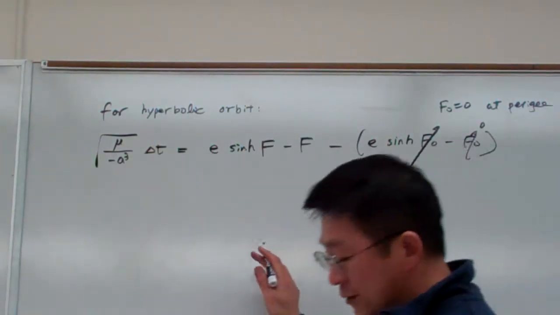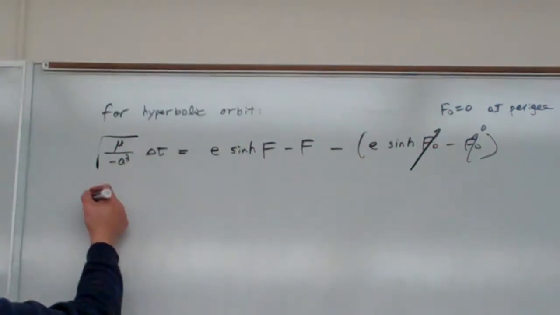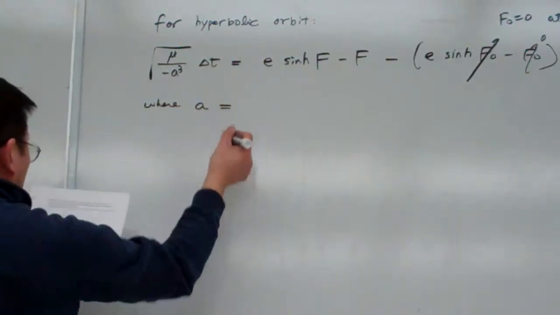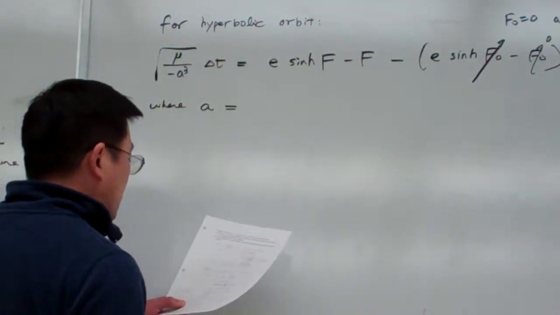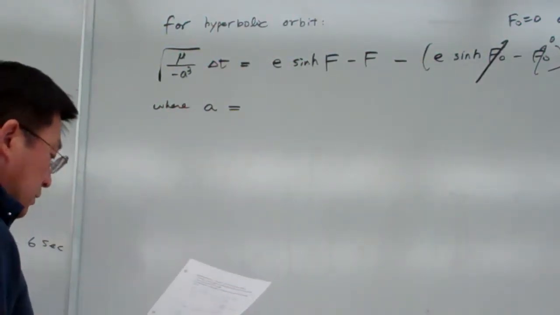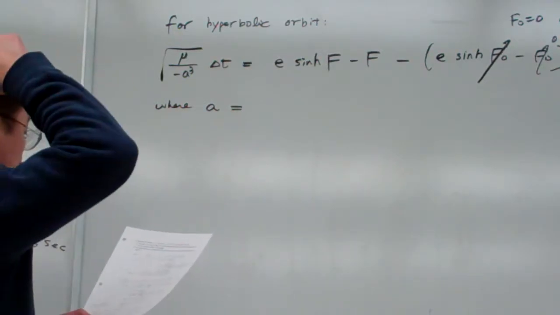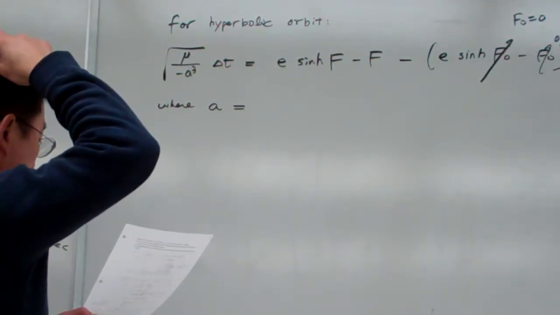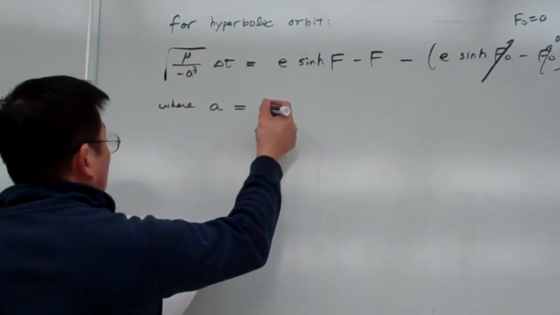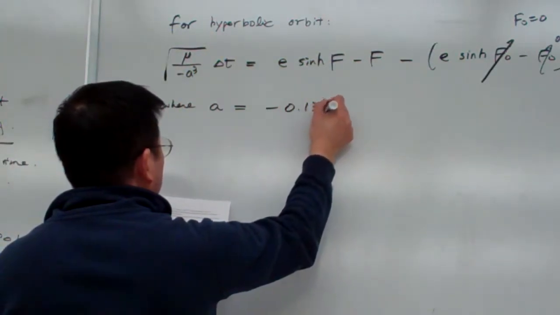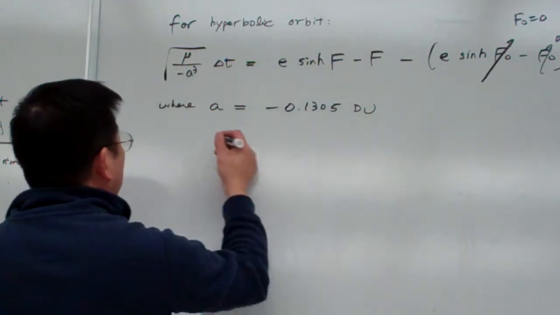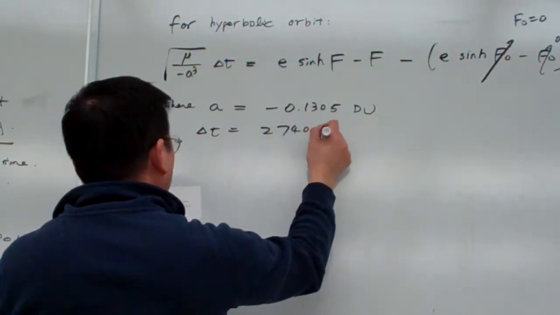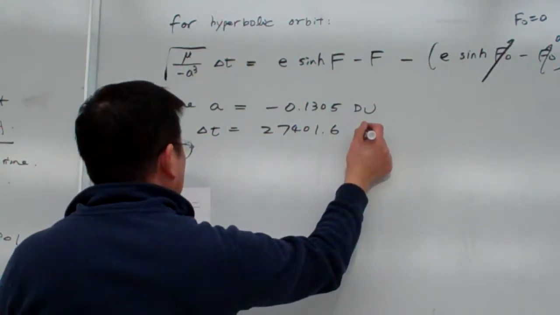Okay, so we plug in all the information. From here, A, we calculated last time. And what is the value of A? The value of A equal to minus 0.1305 DU. Okay, and delta t, we calculated 27401.6 seconds.